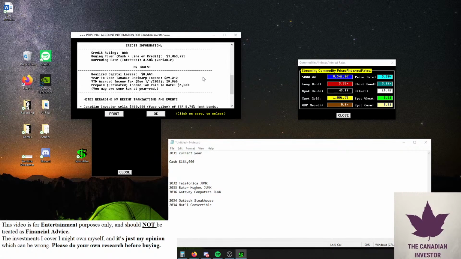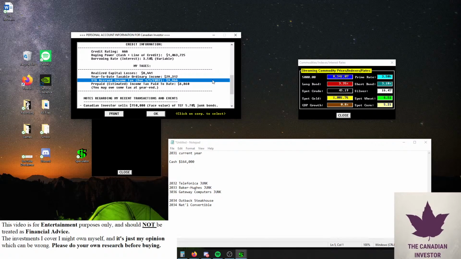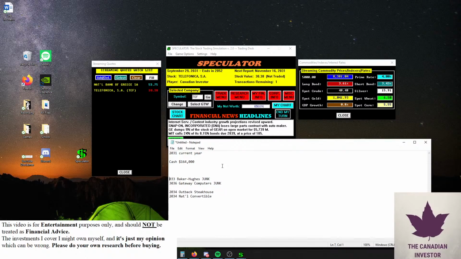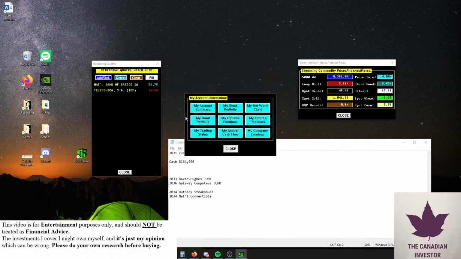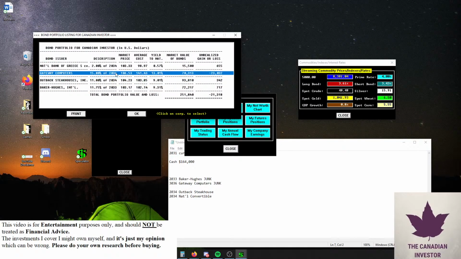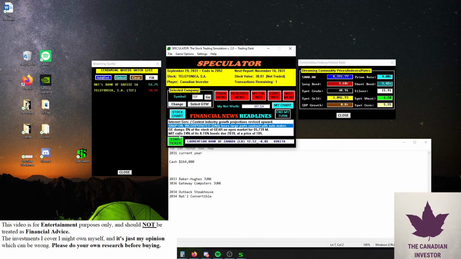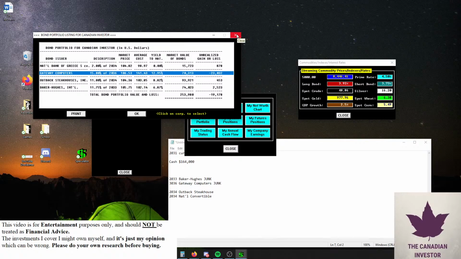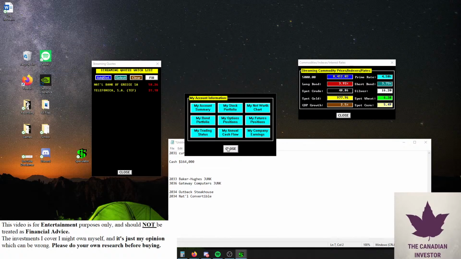I took a capital loss. Do I owe any tax? That's the big question. Year to date. A little bit. We took an L on this bond right here. Okay, rates are finally starting to rise. It's about time. We take our L on the Gateway Computers bond. It's not ideal. No, it's gonna make a comeback.